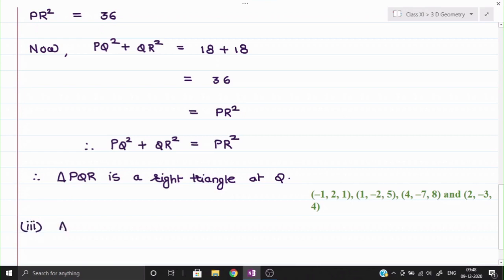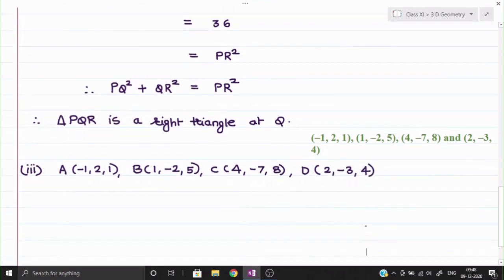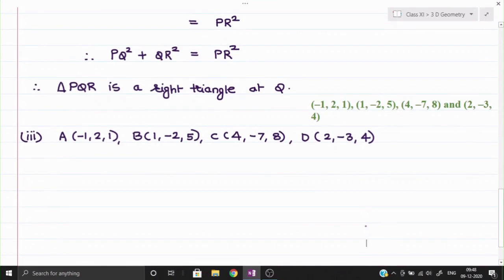So first A will be -1, 2, 1. Then B, I am supposing here 1, -2 and 5. C, I am supposing here 4, -7 and then 8. And last one D, I am supposing here 2, -3 and then 4. Okay, so let us start. Last one is 4, -7, 8 and 2, -3, 4.